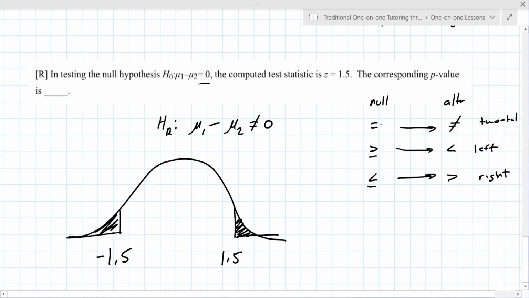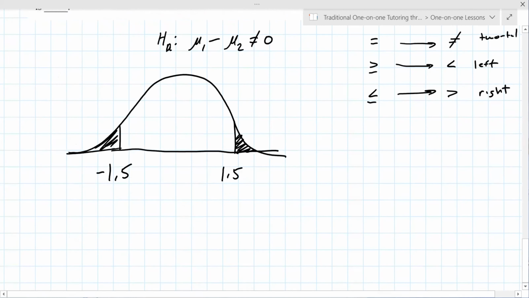In terms of what you need to do to answer this question, if you understand this picture, then you have options. You can figure out how much area is in the left tail and double it to get the total, or figure out how much is in the right tail and double it, or find the area between them and subtract from one. Do any of those sound better than another? I would say probably just finding the left tail and then doubling it.